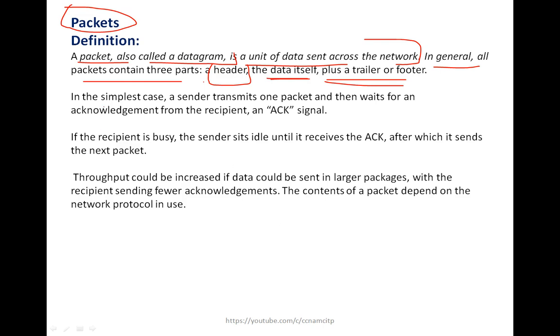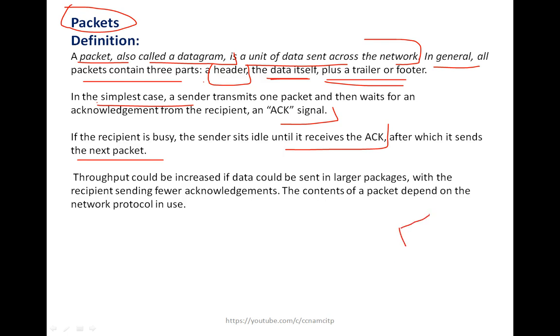In the simplest case, a sender transmits one packet and then waits for acknowledgement from the recipient as an ACK signal. If the recipient is busy, the sender sits idle until it receives the acknowledgement from the receiving device, after which it sends the next packet. So this is a process.